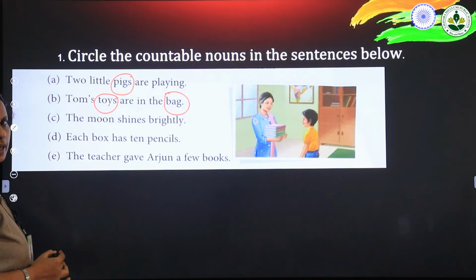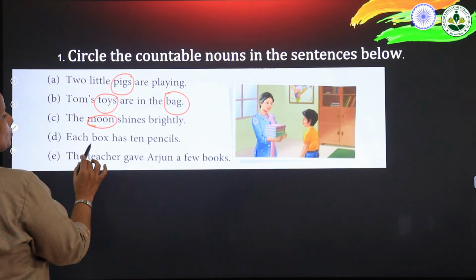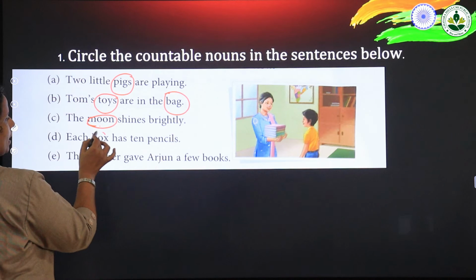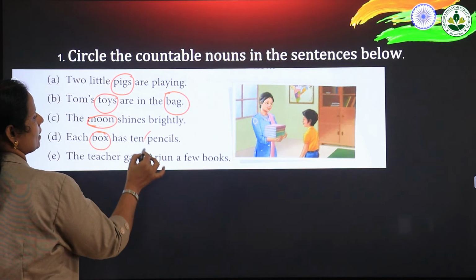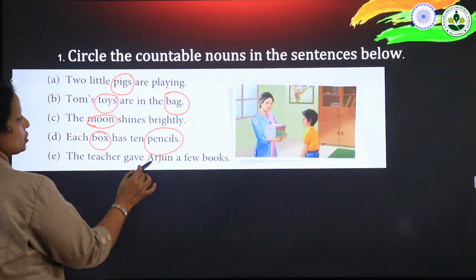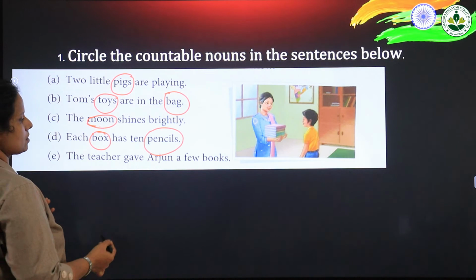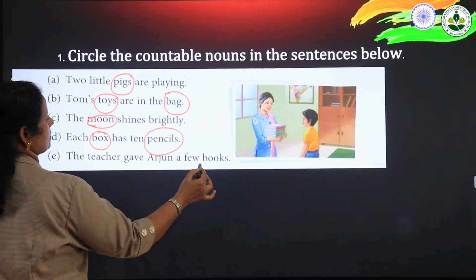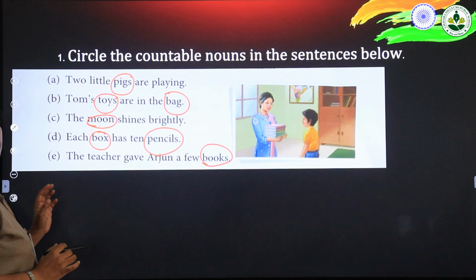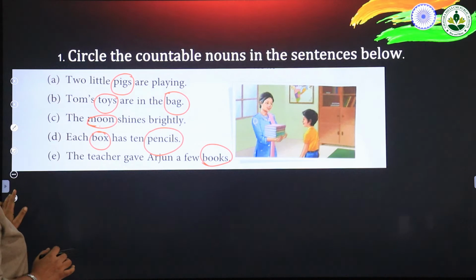Which is the countable noun here? Yes, moon. Then each box has 10 pencils. What are the countable nouns here? Box and pencils. Then the teacher gave Arjun a few books. What are the countable nouns? Yeah, it's books, a few books. So these are the countable nouns which we have circled.